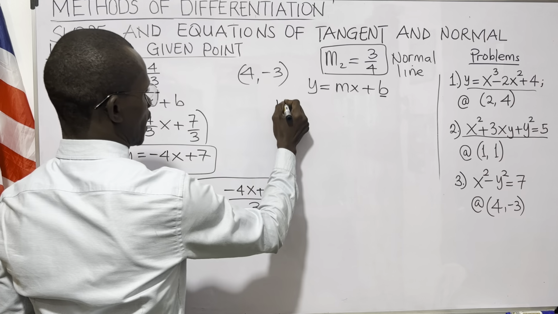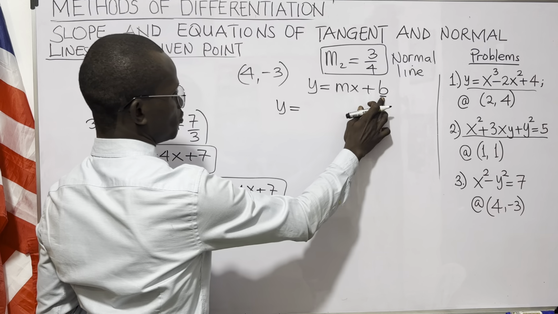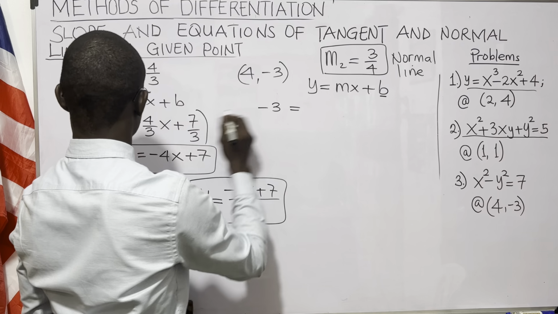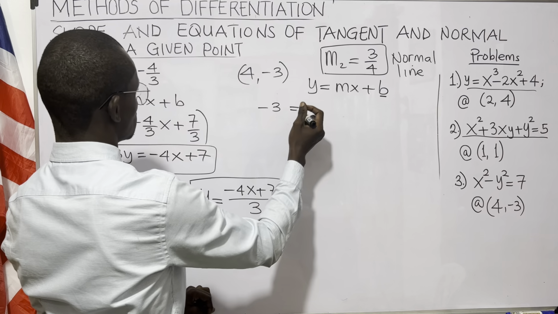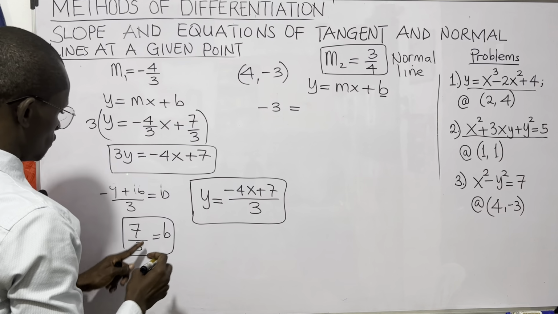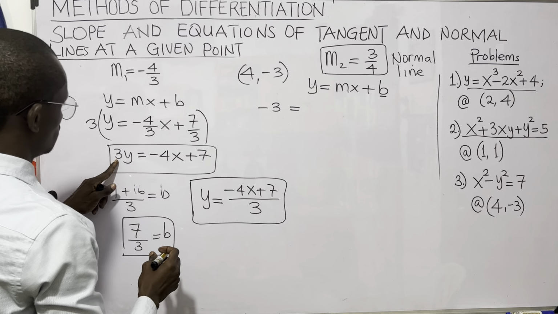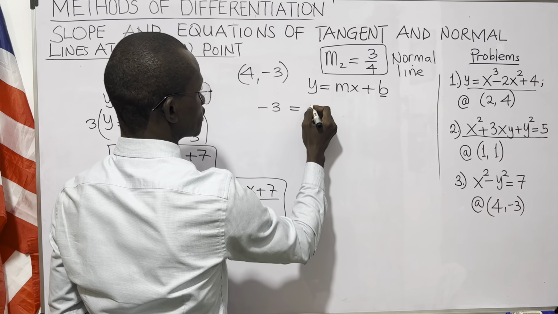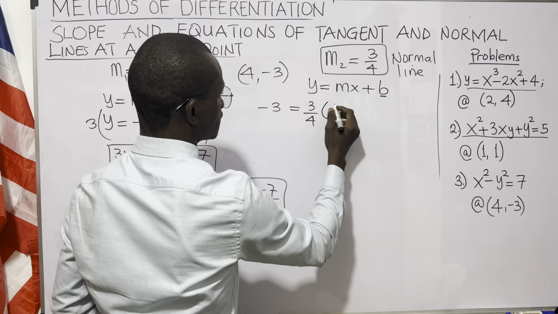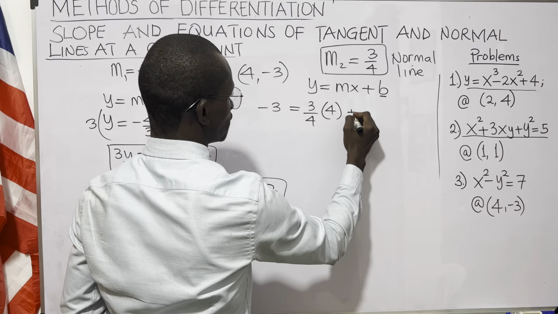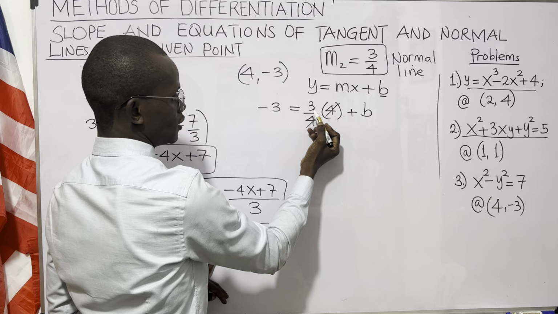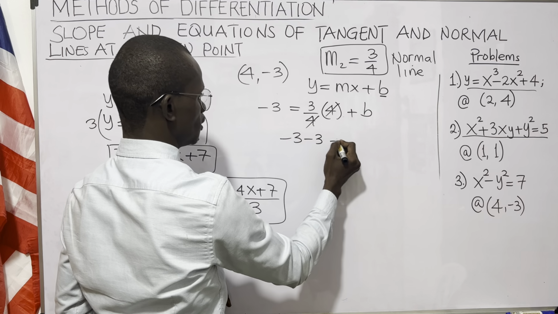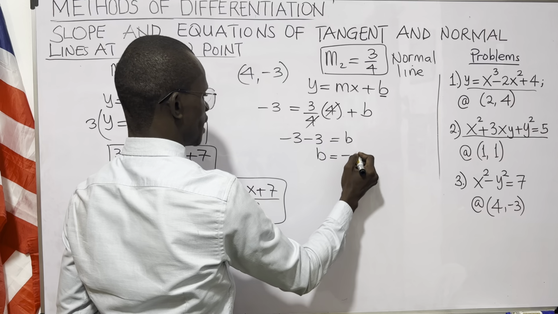So y now equals, since we want to solve for b, we can replace y and x using the same point of tangency. So it's minus 3. And this m is 3 over 4. And our x now is 4 plus b. So this and this cancel. So this 3, if this 3 goes across, it becomes minus 3. So it's minus 3, minus 3. So b is just equal to minus 6.